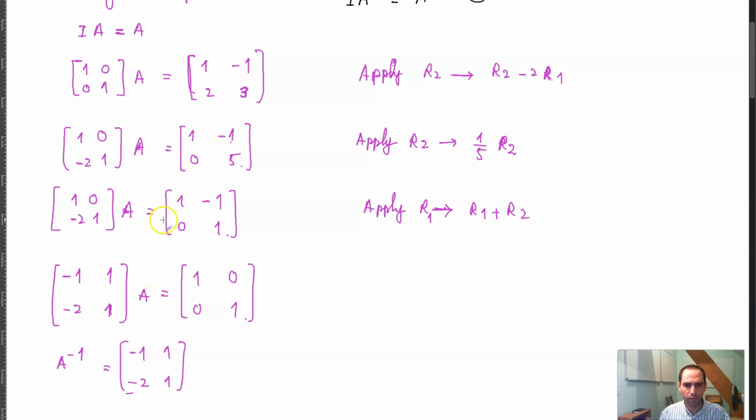Actually, I might have made a mistake here. Let me see here. I said that R2 is the same thing as 1/5 R2. So, no, I made a mistake here. I apologize.